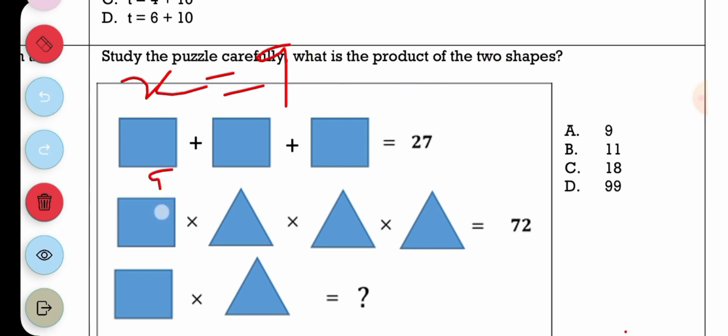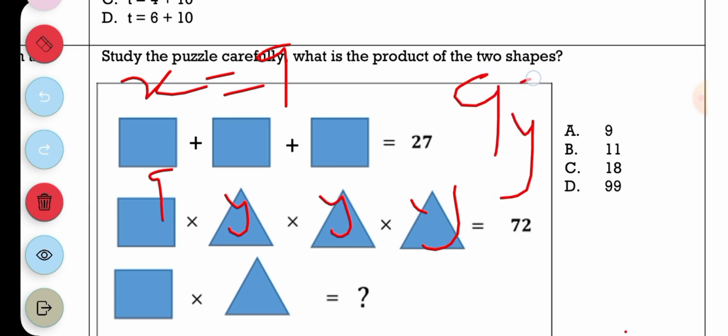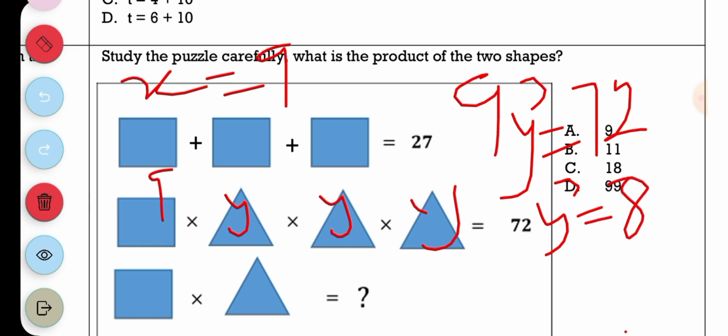So we put our 9 here, times y, times y, times y. So we have 9y cubed, which is equal to 72. Divide both sides by 9, you are going to get 8. So y cubed equals 8, and the third root of 8 is 2. So we know that the triangle is 2 and the rectangle is 9. So 2 times 9 is giving us 18. So answer is C.